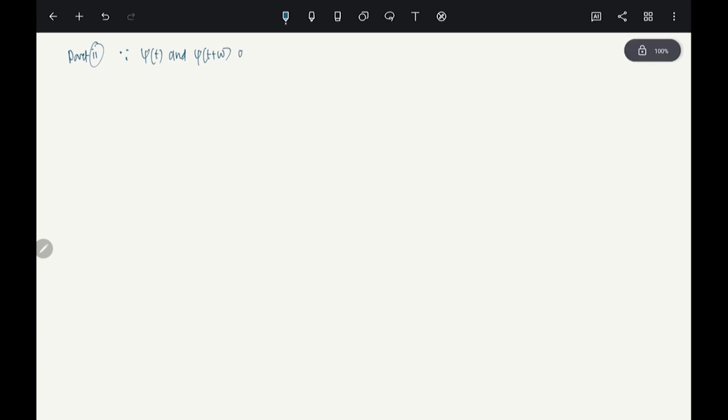So they are both fundamental matrices. I hope you remember the properties of fundamental matrices. Then phi of t plus w can be written as phi of t times c, for some constant c. c is a non-singular constant matrix. Is this okay? Again, please remember this.